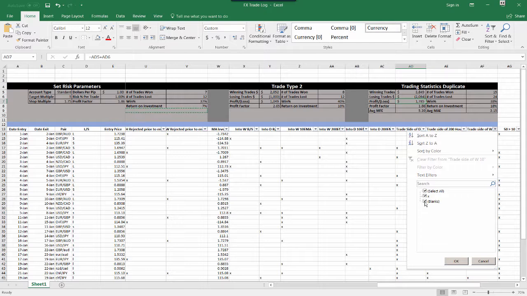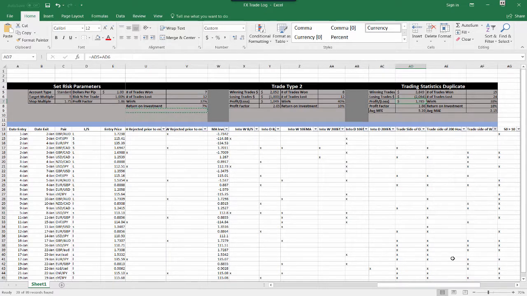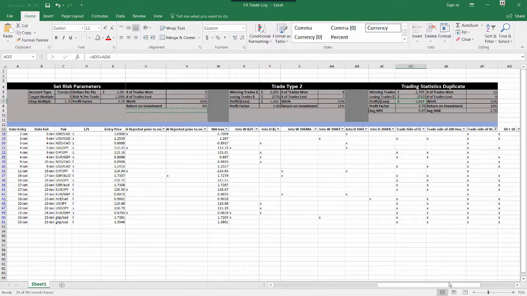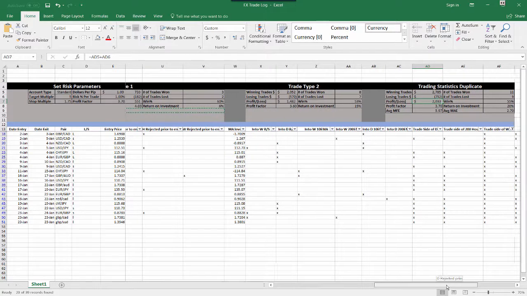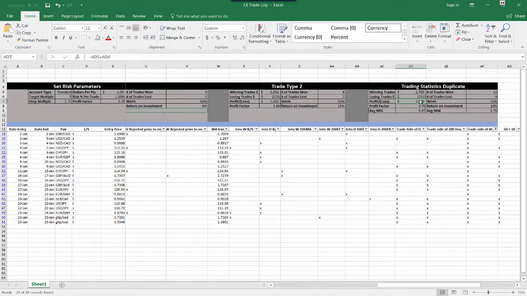All right, let's put this filter in. And look how those automatically change. Now, look at how this jumped. Now I'm at 2,033 with a 55% win percentage.